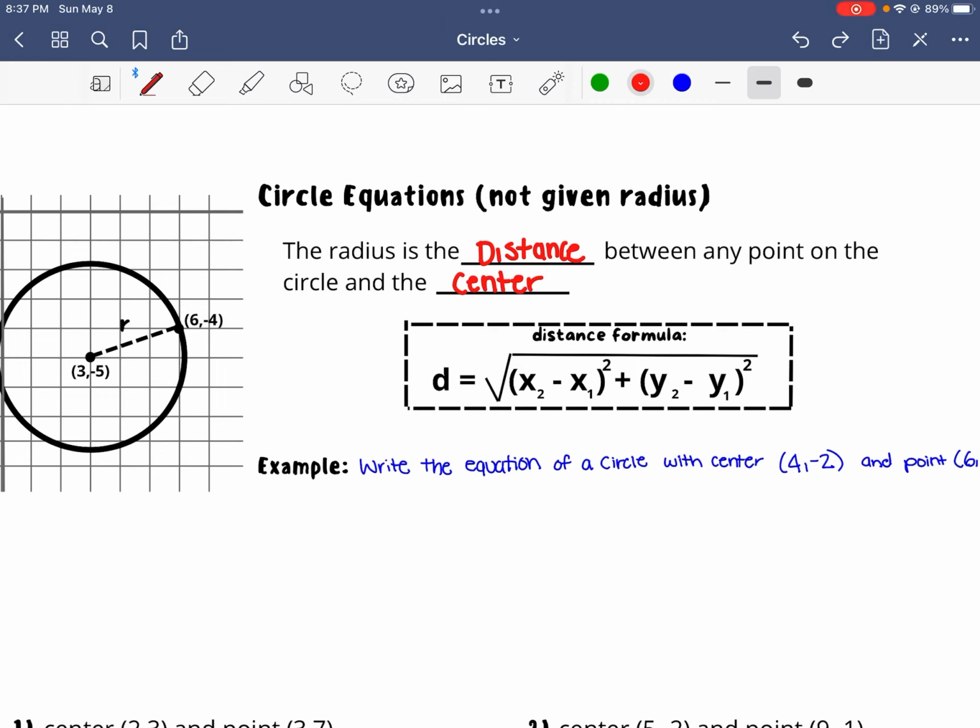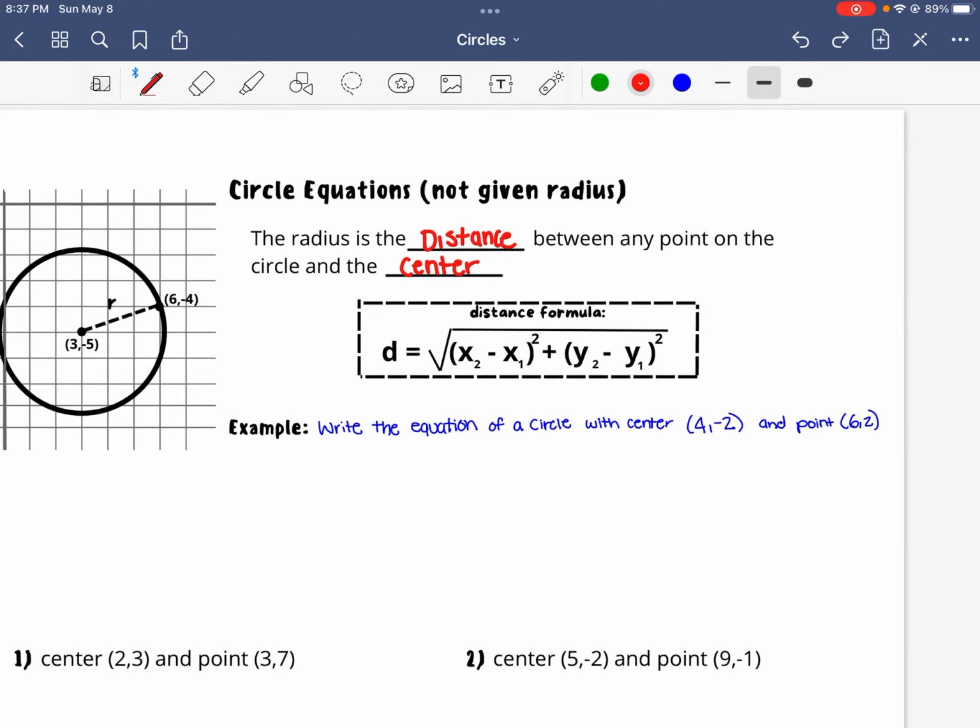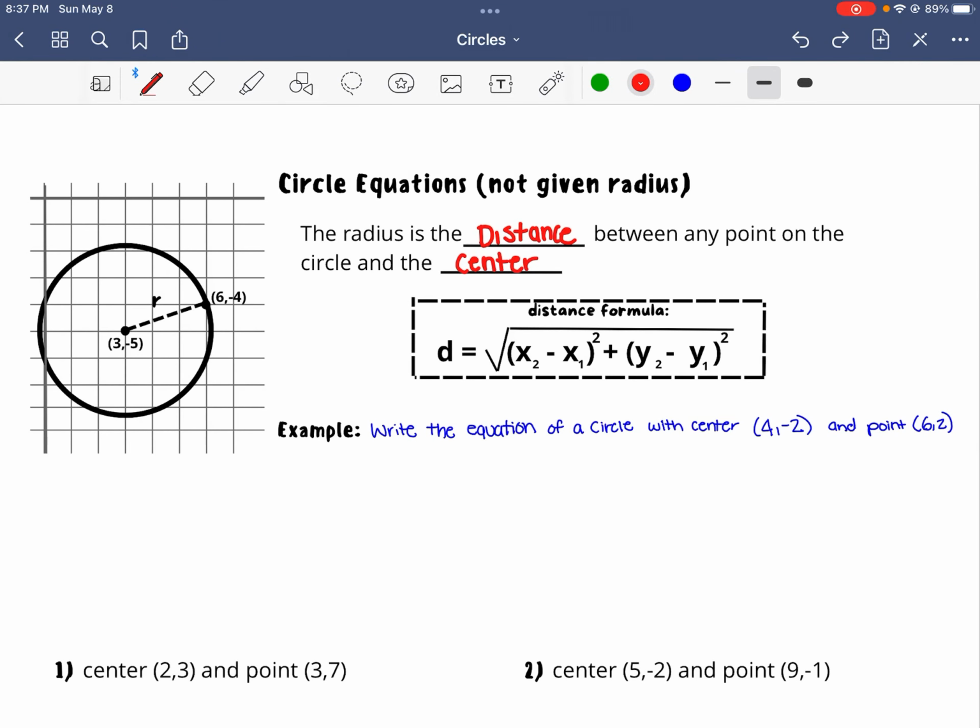Again, the formula is a little scary, but just like anything in math, we'll get through it and we know more than we think we know, okay? So let's go ahead and start off with the first example. So we're going to write the equation of a circle with the center of (4, -2). Let me highlight that. And a point (6, 2). So notice they did not give us a radius. When they do not give me a radius, this tells me that I should be using this formula right here, okay?